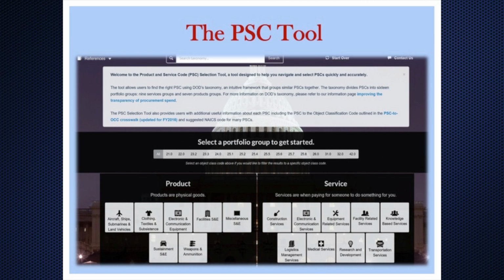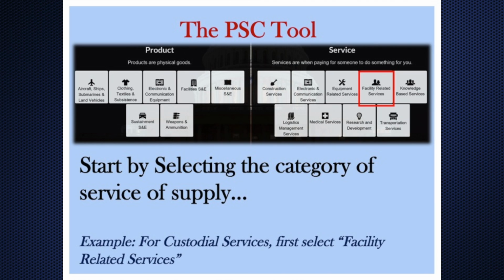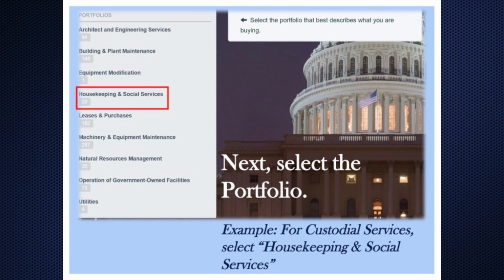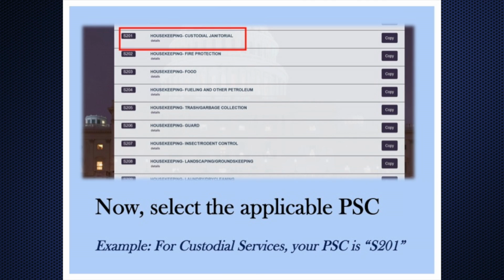You can look under product or service, and they have different categories that are easy to navigate. So let's say we're looking for custodial services. You start by selecting the category that applies. In this situation, we're going to select facility-related services. Under that category, there's several portfolios. So we're going to select housekeeping and social services. And then we can see custodial janitorials right there.